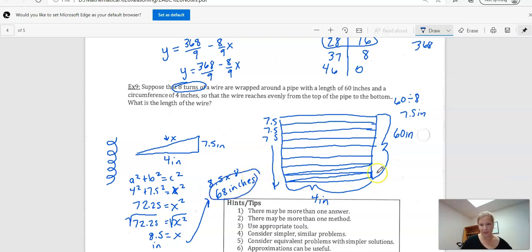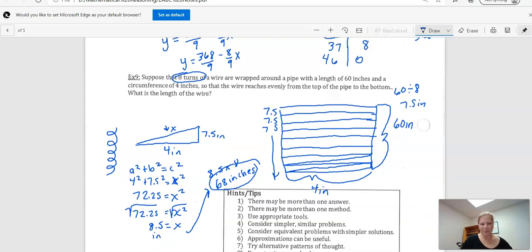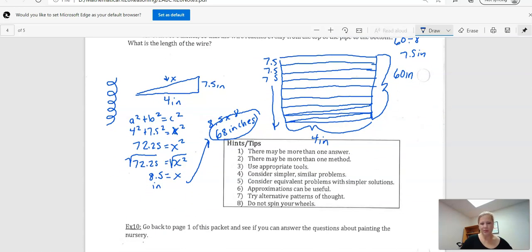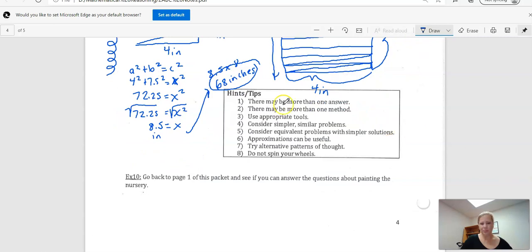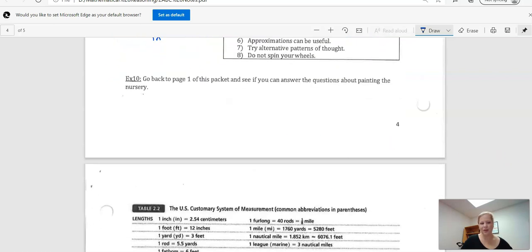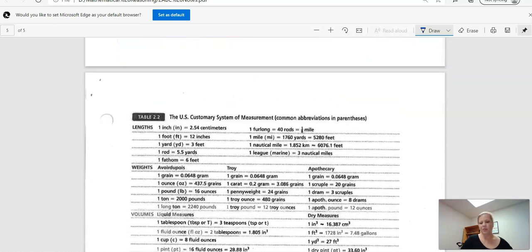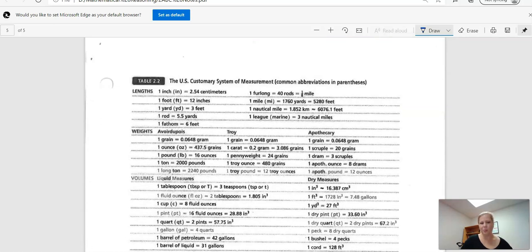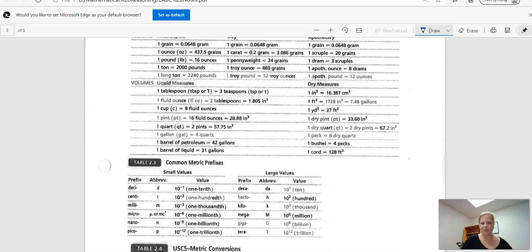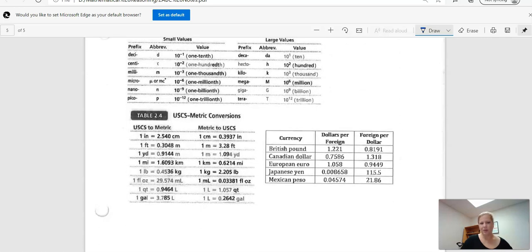That one was kind of challenging. So here we go. There are some tips here that you can look at. Example 10 says go back to page 1 of this packet and see if you can answer the questions about painting the nursery. And here's a whole lot of conversions if you need them. You might want to print off this page just so you'll have it. It's also in your book. Okay, so that's chapter 2, sections A, B, and C.